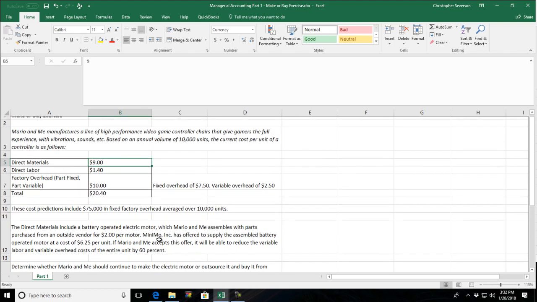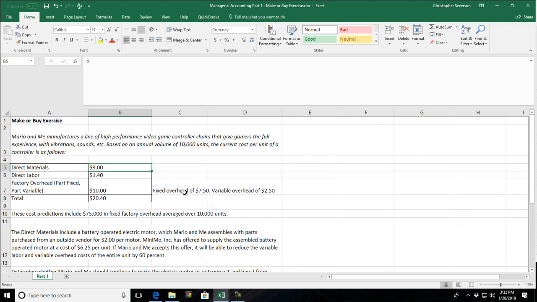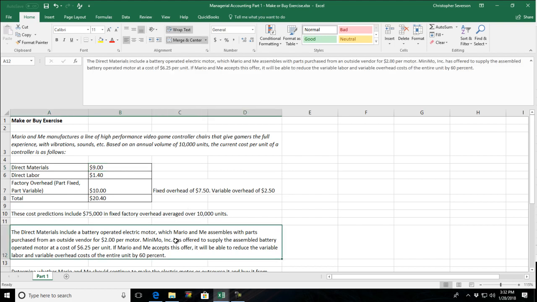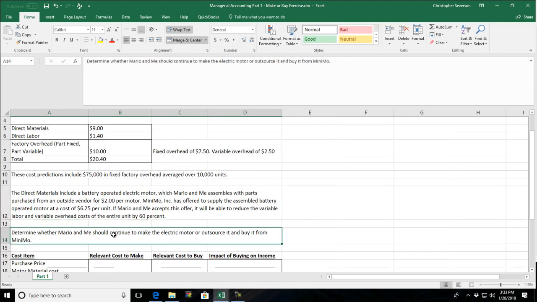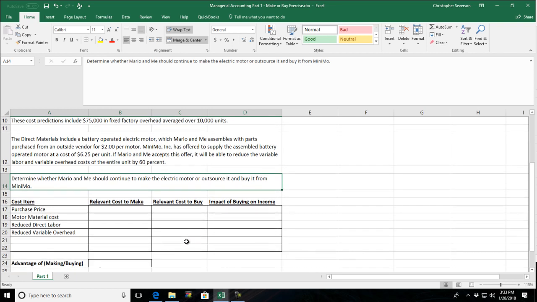Notice that it does not say anything about the fixed overhead, which makes sense. Generally speaking, you don't eliminate fixed overhead. The fixed overhead stays. So we want to know if Mario and Me should continue to make the electric motor or outsource and buy from Minimo. So what we're going to do here is take a look at all of the relevant costs under both alternatives.